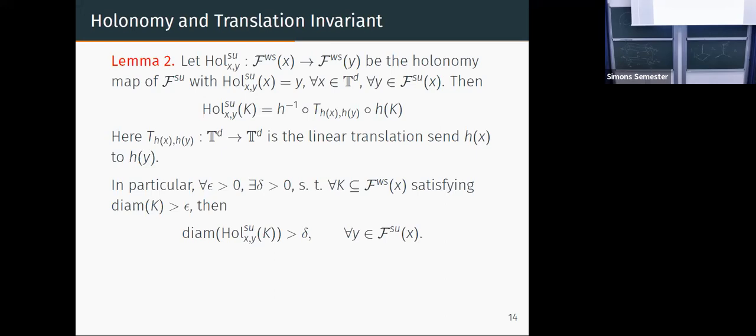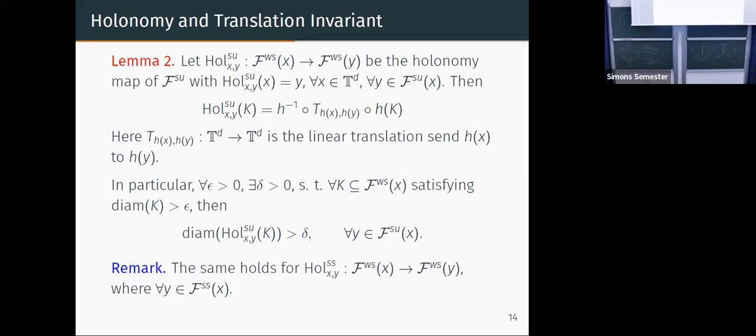In particular, the key point is that no matter how far apart X and Y are in the SU foliation, these things always hold. This gives you some estimates about the diameter of a set: for a set in this weak stable, if it has diameter larger than epsilon, then after the holonomy maps it is always larger than some delta, no matter how far apart X and Y are. The same holds for the strong stable foliation, because the strong stable foliation is contained in the SU foliations, and it also maps to the linear one. So the commuting diagram here also holds for that.